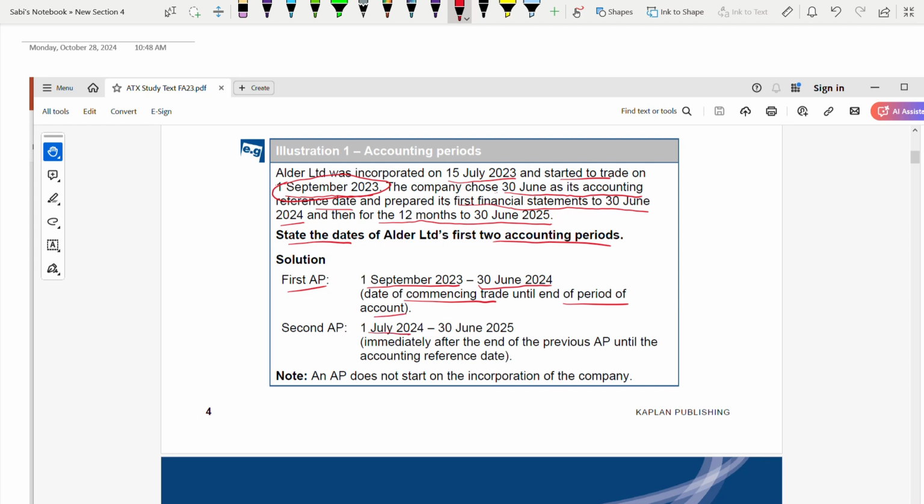1st of July 2024 to 30th June 2025. So one day after the end of the previous AP, until the accounting reference date. An AP does not start on the incorporation of the company. This you have to know. It starts when you start to trade.